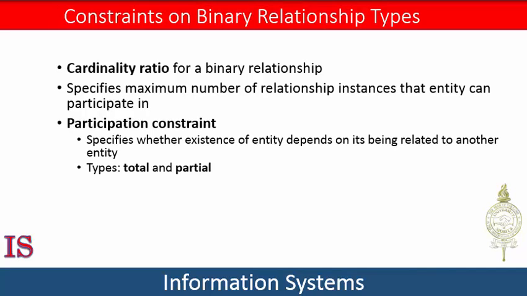The participation constraint specifies whether the existence of an entity depends on being related to another entity via the relationship type. This constraint specifies the minimum number of relationship instances that each entity can participate in, and is sometimes called the minimum cardinality constraint. There are two types of participation constraints, total and partial.